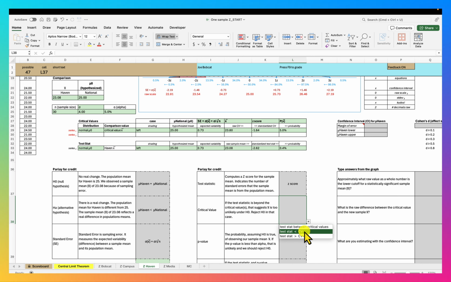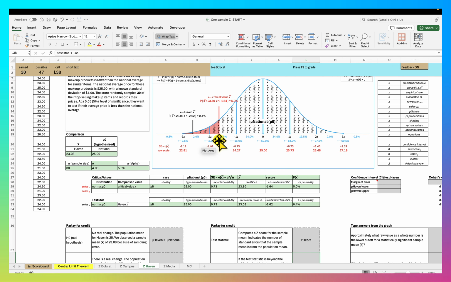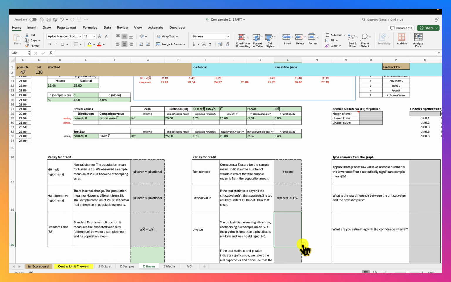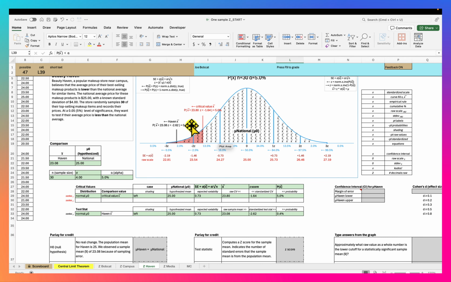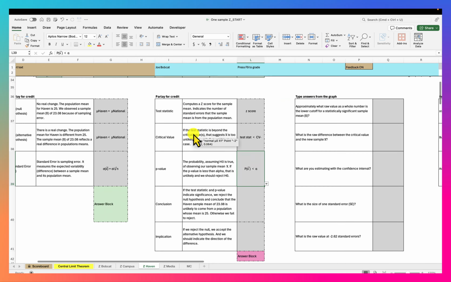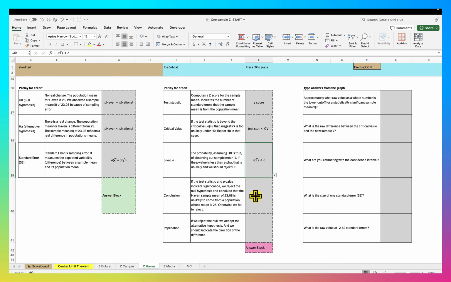Our test statistic is less than the lower critical value. Here's the lower critical value, we're less than that. And our probability is less than alpha, right? Here's alpha 5%, our probability is just 0.4%, so we're less than that. And so, as a result, we are going to reject the null hypothesis, because that 23.08 is unlikely to have come from a population whose mean is 25. So we accept the alternative, and the alternative is that we're less than.